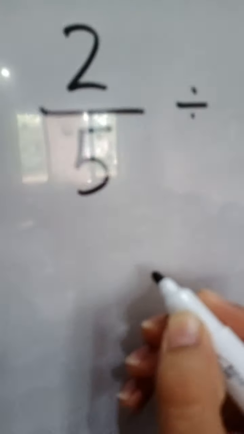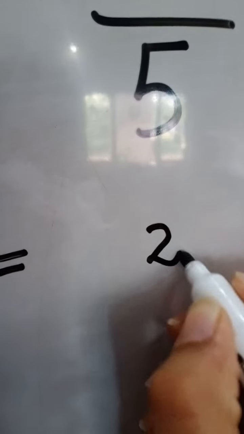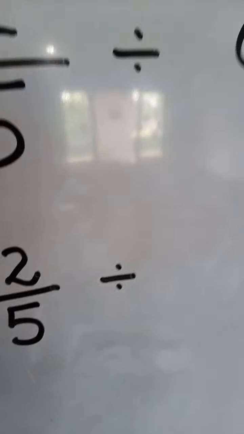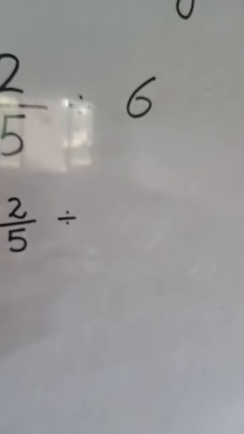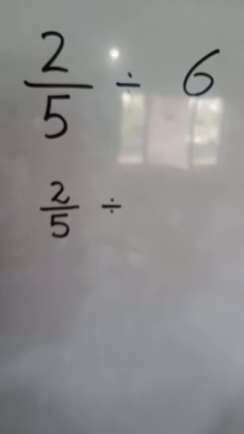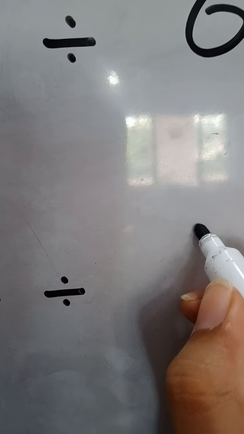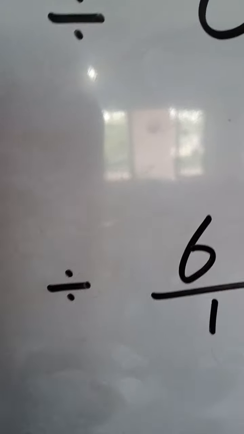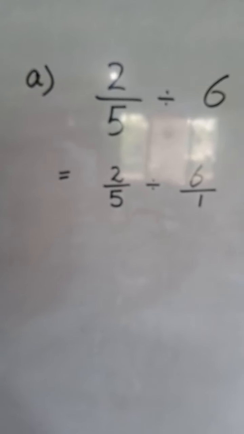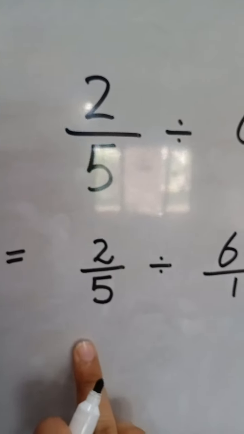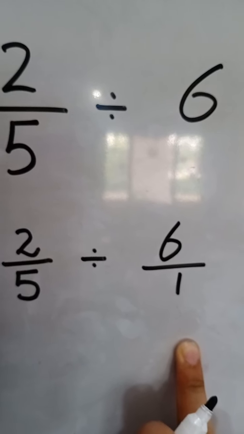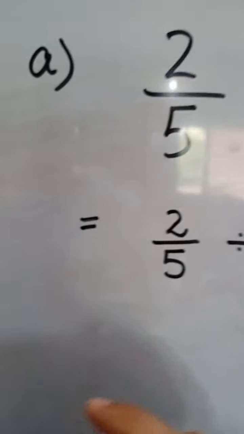So what I will do, I will write the fraction as it is, 2 by 5 divided by, okay, next is 6. 6 is a whole number. If I want to write this whole number in the form of a fraction, definitely I will write the denominator 1, meaning it will be written as 6 by 1. Is it clear? Since the first number is a fraction, write the other number in the form of a fraction by writing the denominator 1. Now you can simplify it.